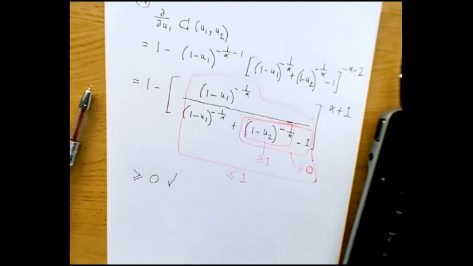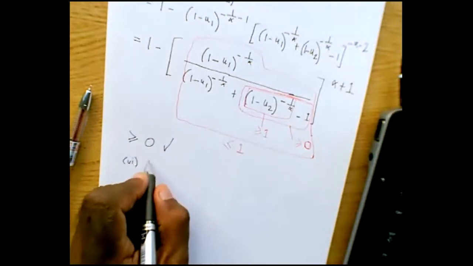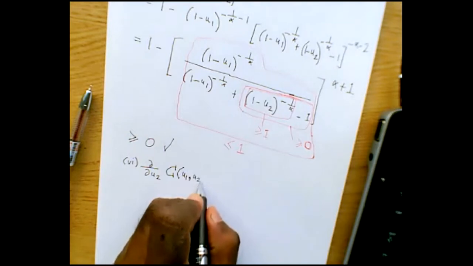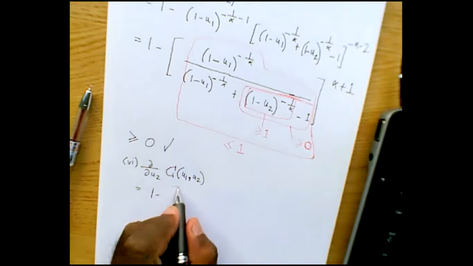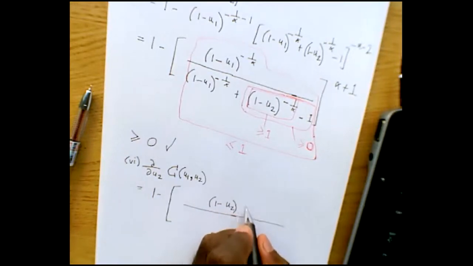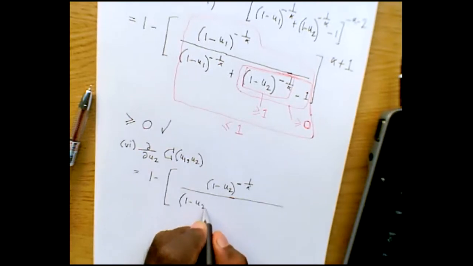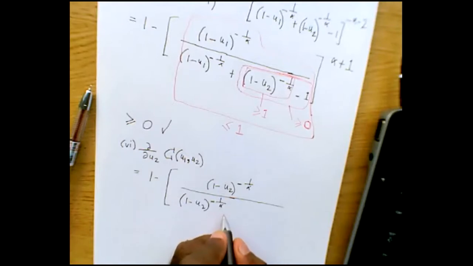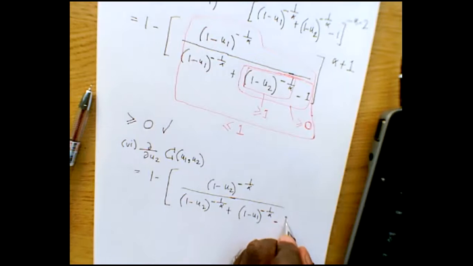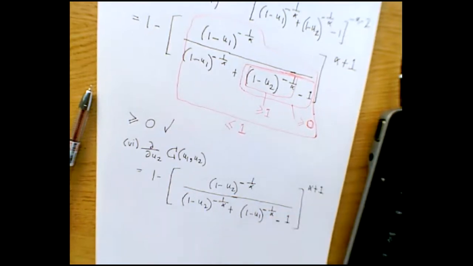And similarly, for the last part, part 6, you can show by the same principles that the partial derivative with respect to u2 can be written as follows. All right, so the argument is the same.